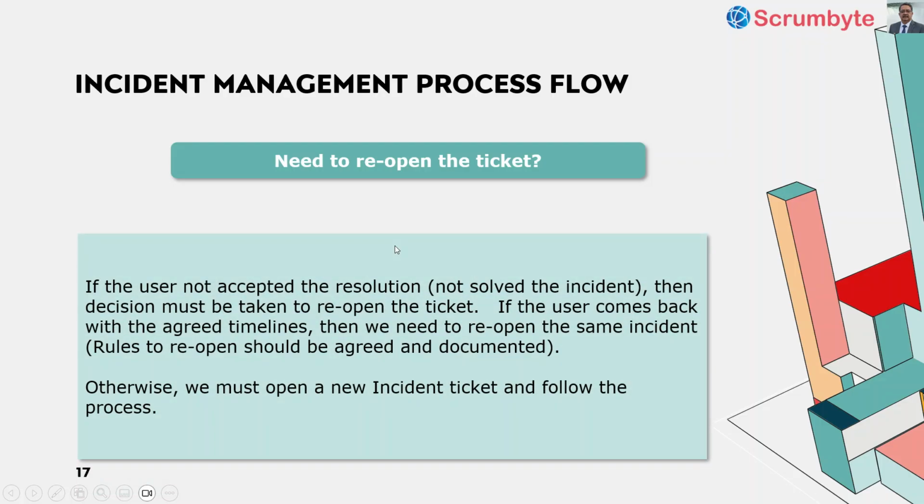So what happens here is the user has not accepted the resolution. That is, he says, sorry, you have not solved the incident. Then you have to take a decision whether you want to reopen that incident. Basically, what we say here is reopening the ticket. And then we tell them that, okay, we are reopening the ticket, but the timelines are going to be different. So some new rules will be established as far as the ticket is concerned, and they will be documented. And now that new ticket will follow the same incident management flow.